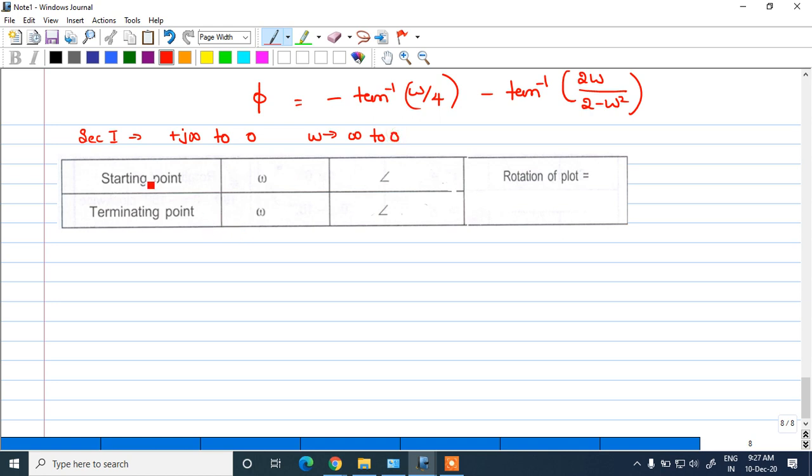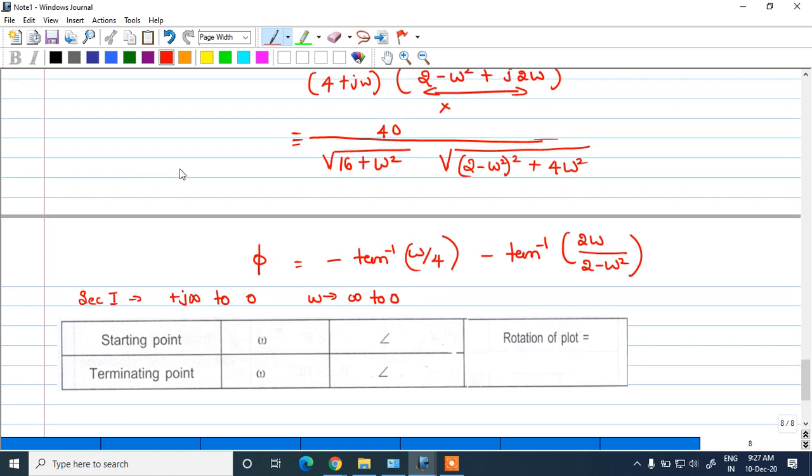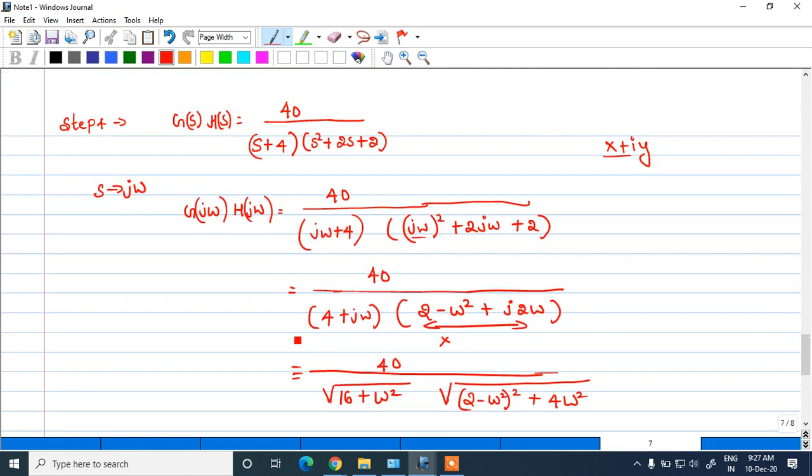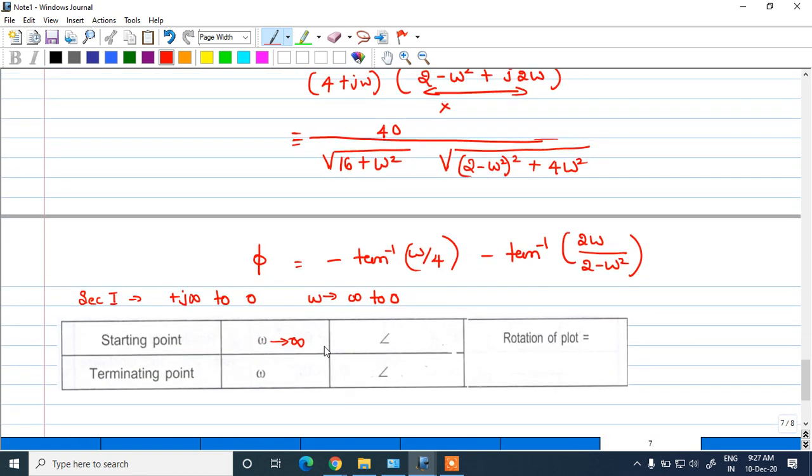So very simple. When I substitute my starting point, let me scroll up. When I substitute the starting point, omega as infinity, tell me the answer, what will be the magnitude? Here itself we have the magnitude equation, so you can consider this as the equation for magnitude and this as the equation for angle. When I substitute infinity, what happens to the magnitude?